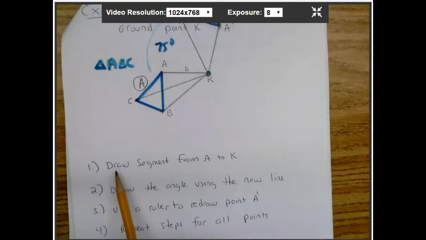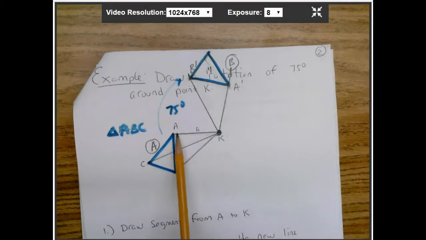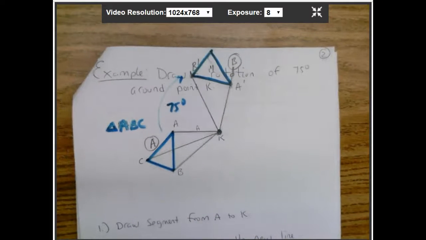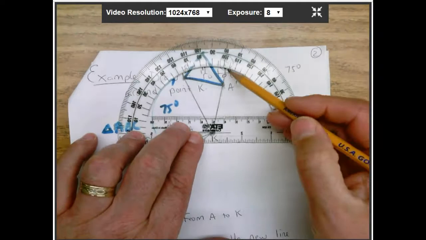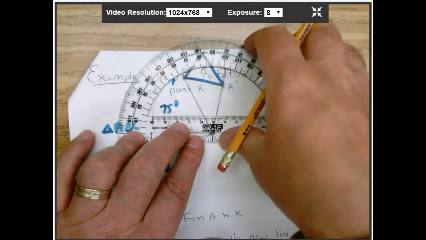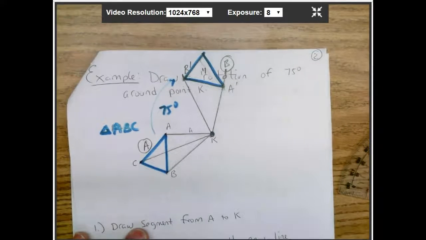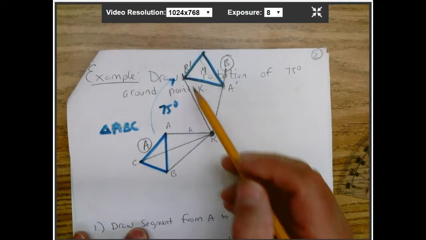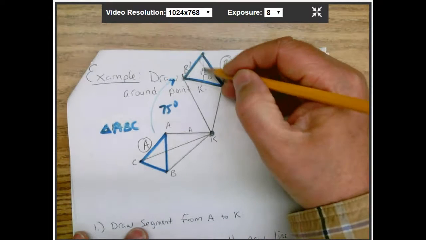For each point, we start with one of them, and then we draw a segment from A to K, which is the point it's rotating about. If it's rotating about a specific point, you do one point of the triangle at a time. So you draw the line segment. You then put a protractor on there and line it up where it's supposed to be. Figure out where that angle is, mark it, figure out the length from A to the point of rotation, and then figure out where the new point should be. You do that for A, that's right here. You do that for B, it's right here, and then you do that for C. I did it quickly, but it'd be right there.